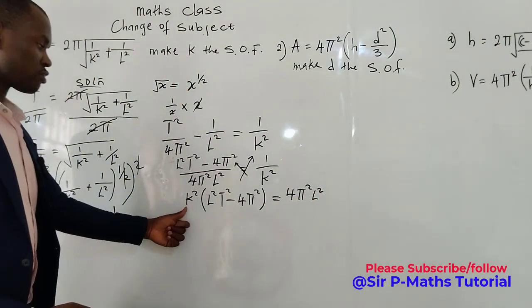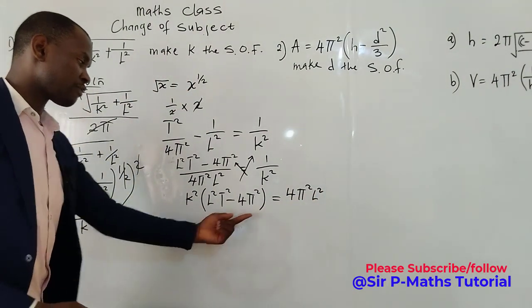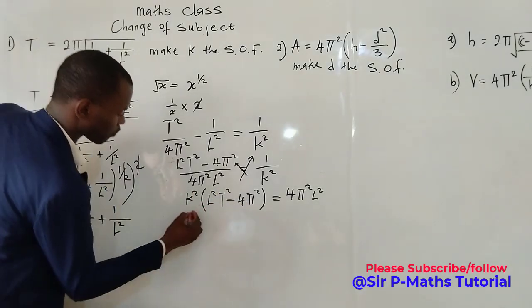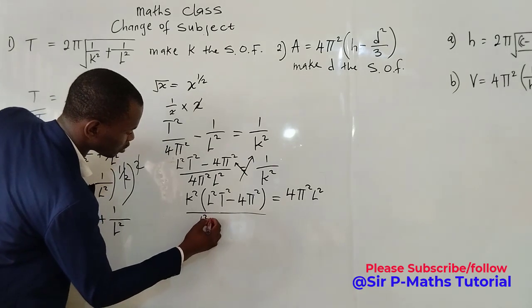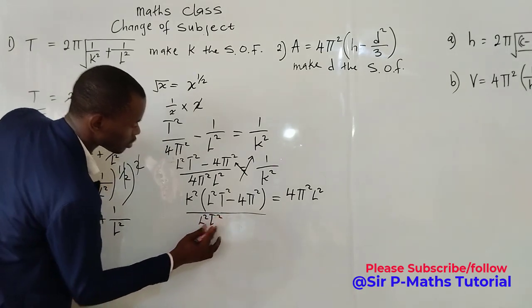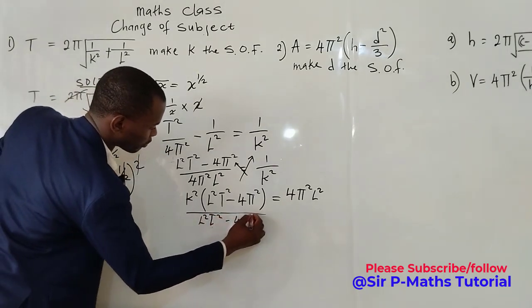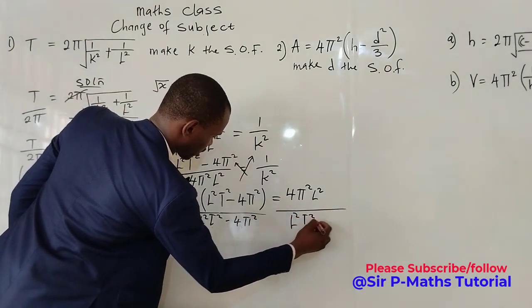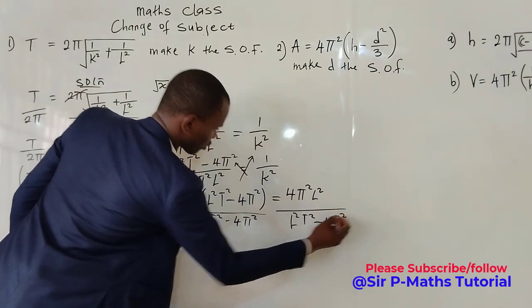We are looking for k, so to get k stand alone, divide both sides by the coefficient of k, which is this bracket. Now if I divide by l squared t squared minus 4 pi squared on both sides, l squared t squared minus 4 pi squared.